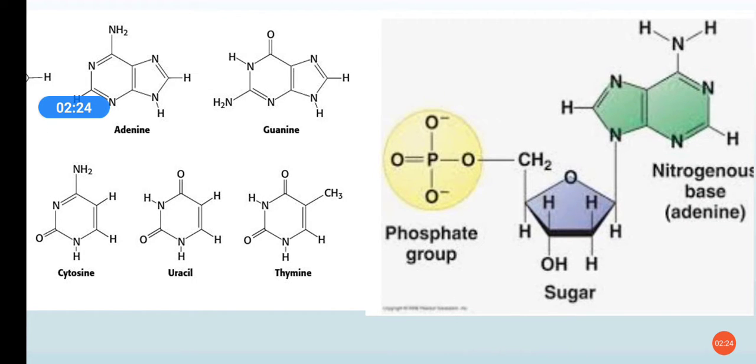This bond between the C1 carbon and the nitrogen is an N-beta glycosyl bond. It is formed by the loss of a water molecule. So how is it formed? From the C1 carbon, the hydroxyl group, that is OH, will go, and from the nitrogenous base one hydrogen will go. So in total an H2O molecule is lost, and an N-beta glycosyl bond is formed.